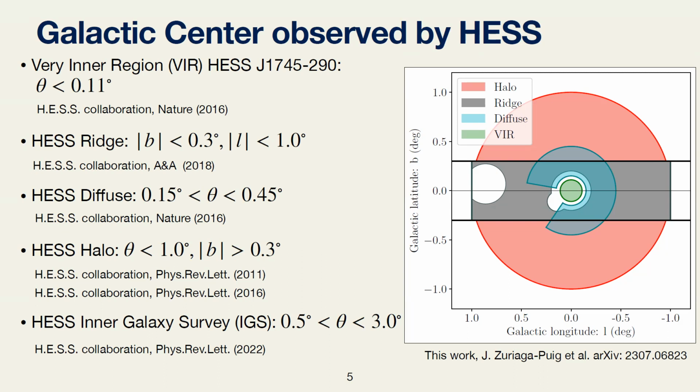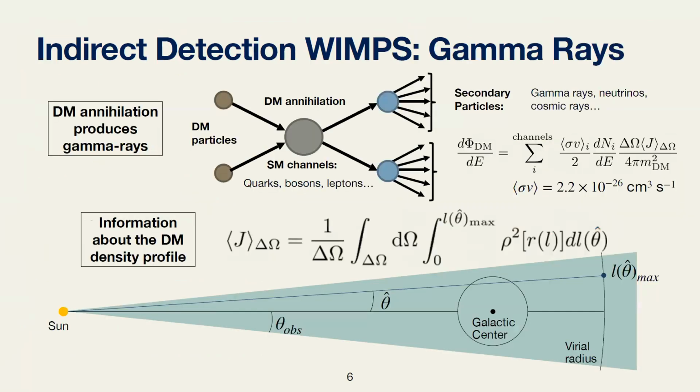Then we have the ridge, which is this gray region comprising the galactic center. The diffuse region is this blue disk surrounding it, starting at 0.15 degrees, more or less. Then we have the H.E.S.S. halo, which I call halo, this red part reaching up to 1 degree from the galactic center. And finally, the inner galaxy survey, which goes up to 3 degrees.